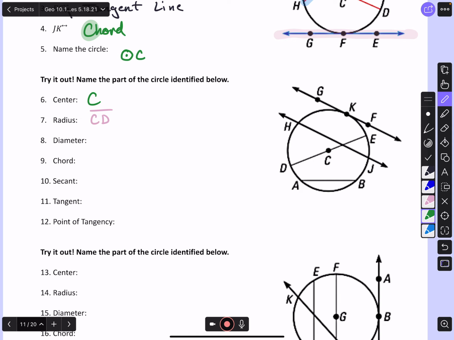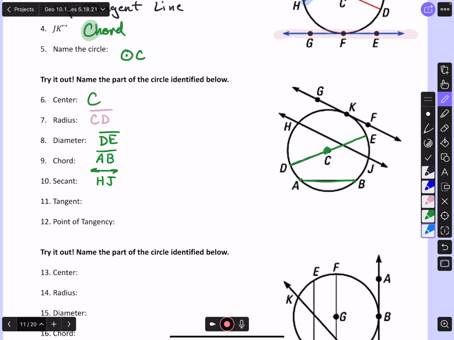A diameter. Now, the diameter is a chord that goes all the way across it and passes through the center, so that's segment DE. A chord, let's get a generic chord here. AB would be a nice generic chord. A secant, remember, has to be a line that intersects it. So there we go. That's a line and it crosses it in 2 points. So that's line HJ. Note the notation here. We'll put the line symbol over it.